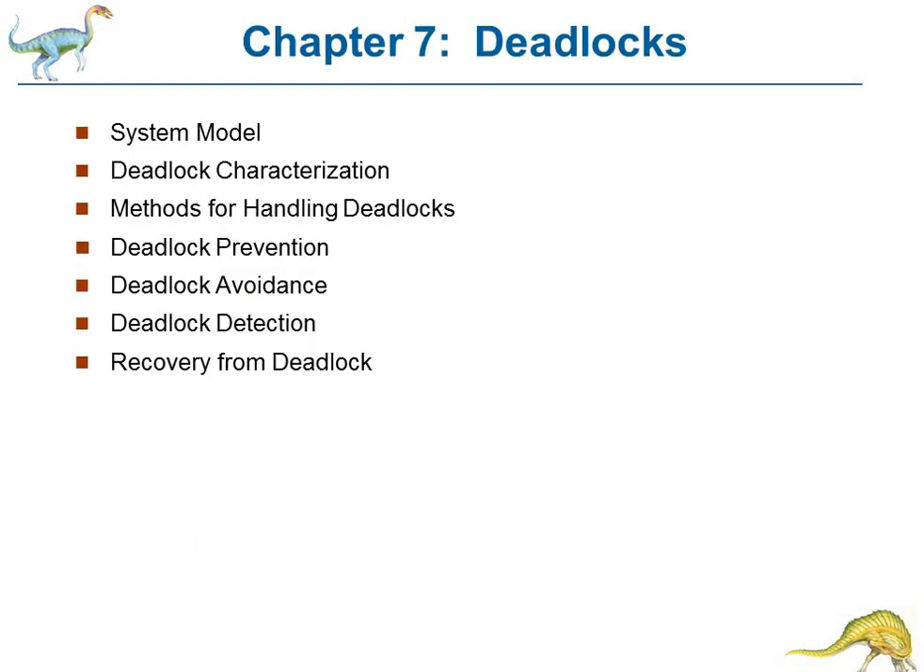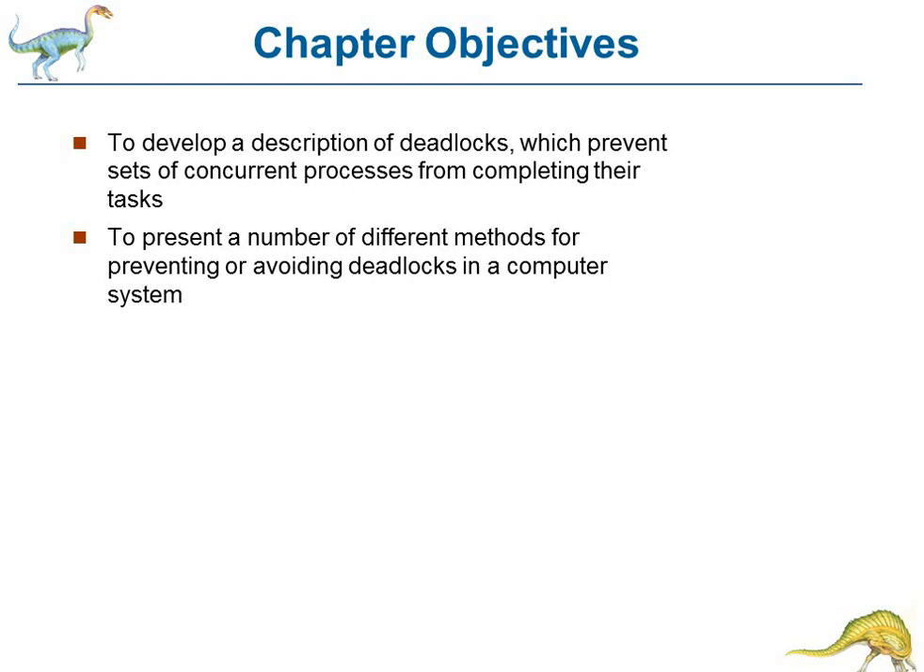So in this chapter, we discuss the deadlock system model, characterization, then methods for handling deadlock. The main objective of deadlock is to prevent a set of concurrent processes from completing their task. How to complete their task, concurrent processes need execution. When deadlock occurs, how to handle that.